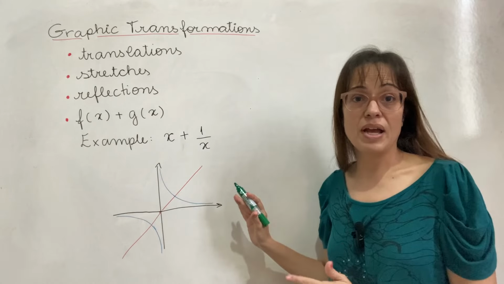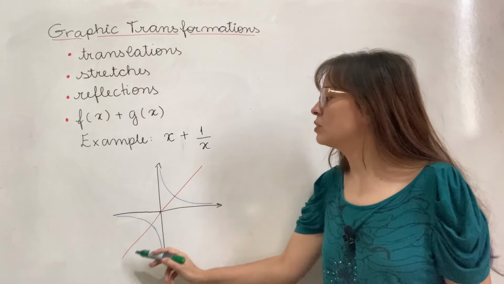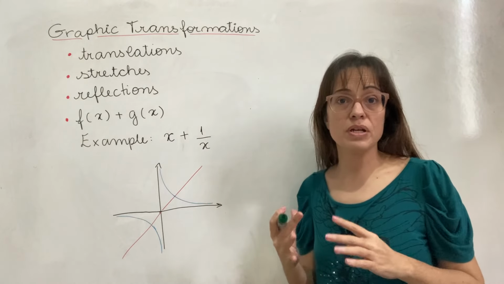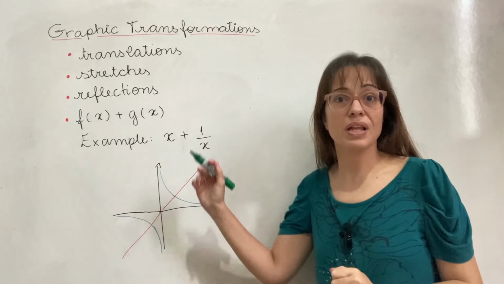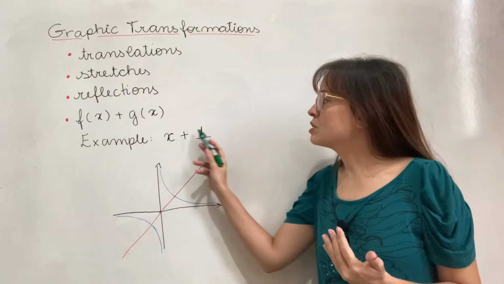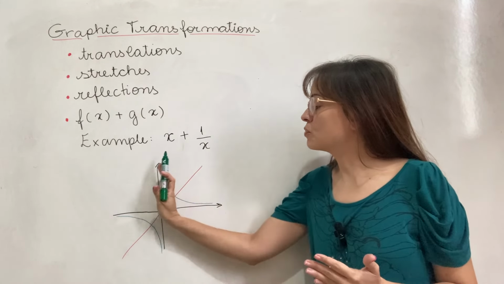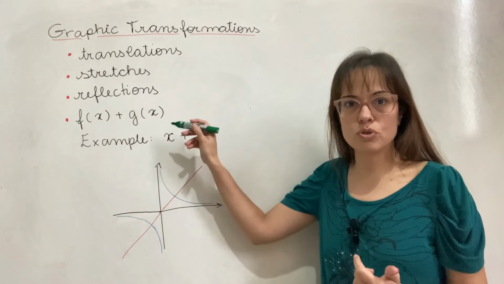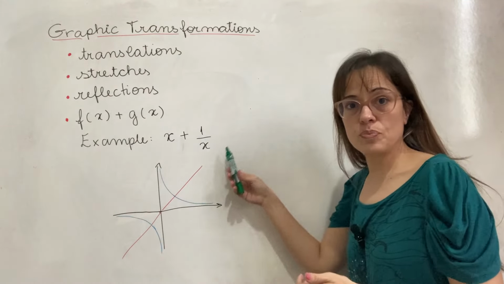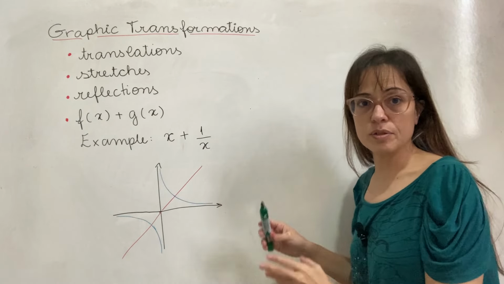In this example, I have the function x, which is the red one, and the function 1 over x, which is the blue one. And now when I want to make a sketch of one plus the other, what I need to think about is this plus this is a number for each value of x. So I'm going to think of adding it vertically. In this case, I'm going to start with the red one and think of adding the blue one on top of that.